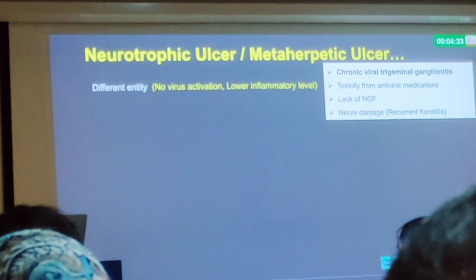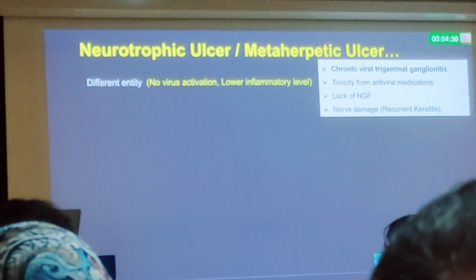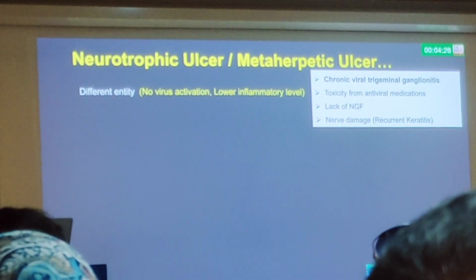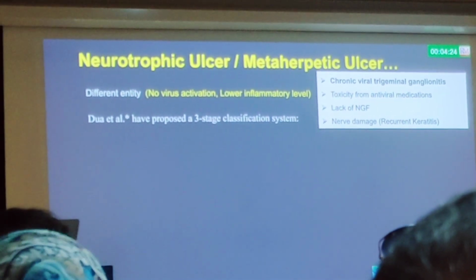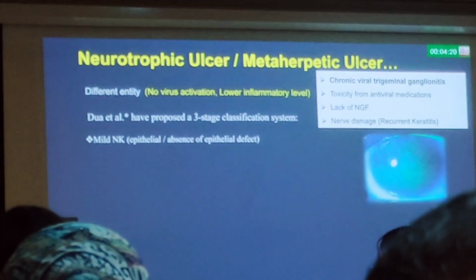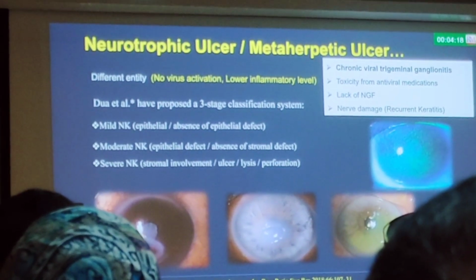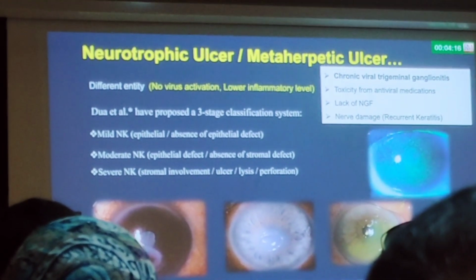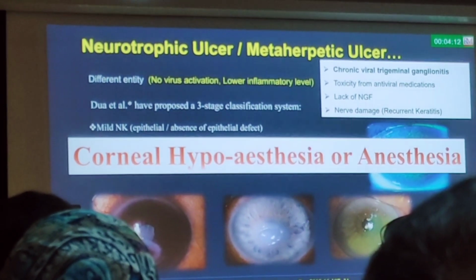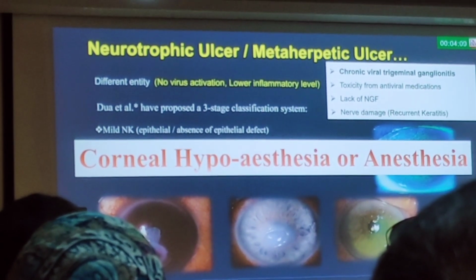The neurotrophic ulcer is a different entity, with no viral activation and a lower inflammatory level, mainly due to chronic viral trigeminal ganglionitis. Dewey et al. have proposed a 3-stage classification system, mild, moderate, and severe disease, according to the level of stromal involvement. Also, examination of corneal sensation is important because the corneal sensation will be diminished or absent in such cases.